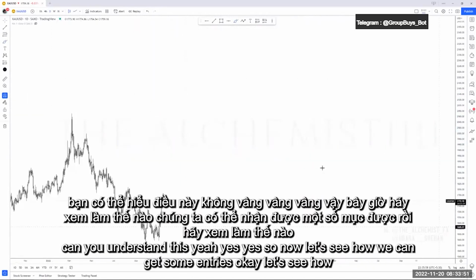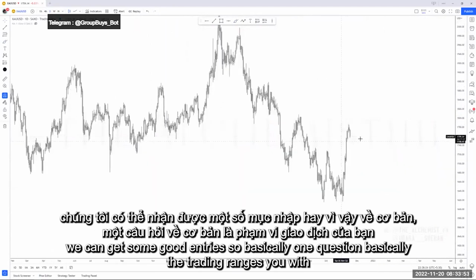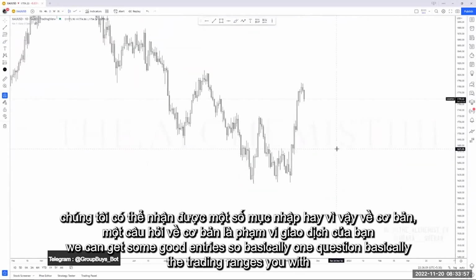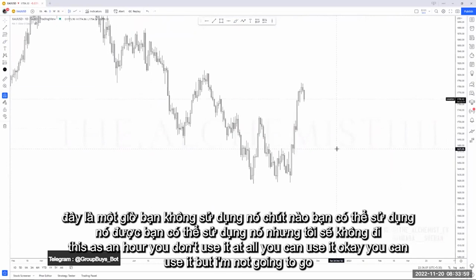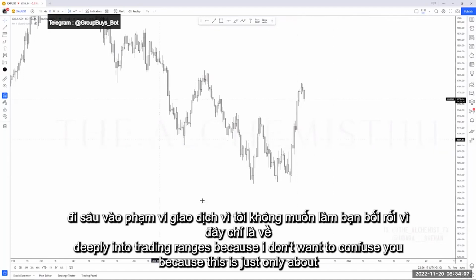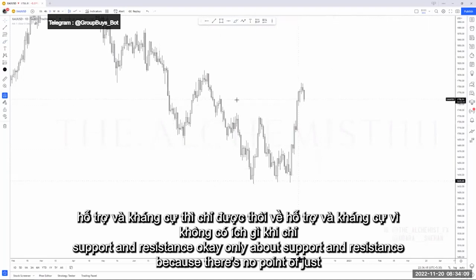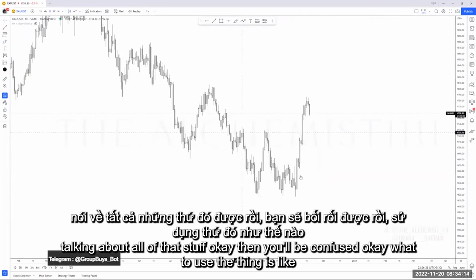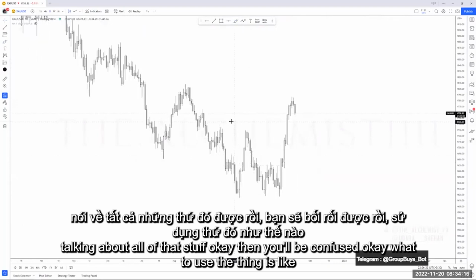So now let's see how we can get some good entries. One question: with this SnR, do you not use trading ranges at all? You can use them, but I'm not going to go deeply into trading ranges because I don't want to confuse you. This is only about support and resistance, because there's no point in talking about all of that stuff. Then you'll be confused.